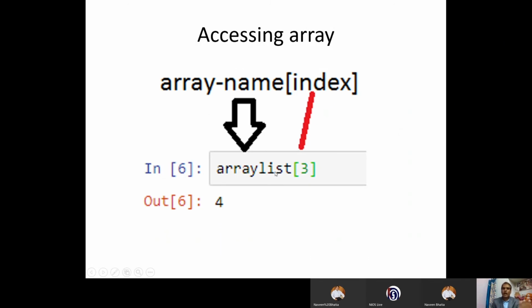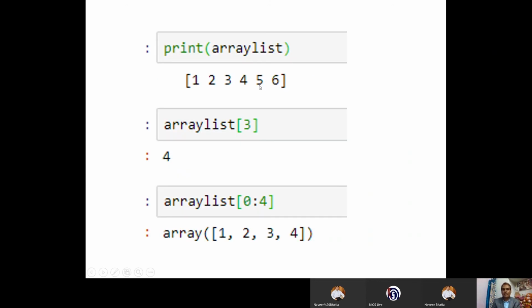Now there is a question: how to access the array? The array can be accessed with the help of the variable name and the index. Do you remember the previous slides? Index number 0 will be the first element, and the remaining will be so on. Here is the variable array list. I have given index number 3, and there will be some value at index number 3. You can see index 0, 1, 2, 3. I'm getting result 4.